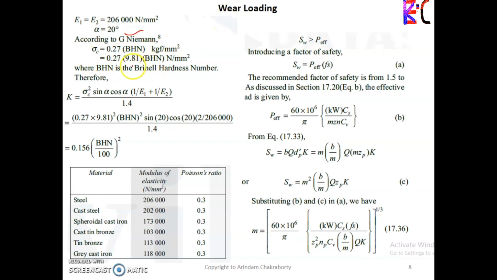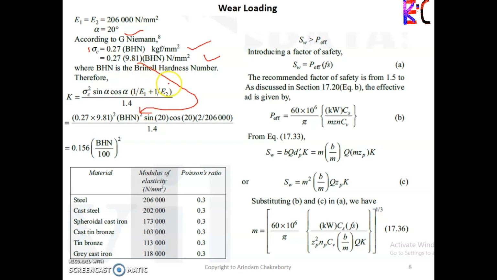That is nothing but the BHN number. They have also deduced it in kgf, and if you convert it into Newton per millimeter square, it will be like 0.27 or 9.81, something like this. So I know sigma C can be deduced in terms of BHN number. There is a hardness number that is taught in your material science. This entire thing is replaced over here.